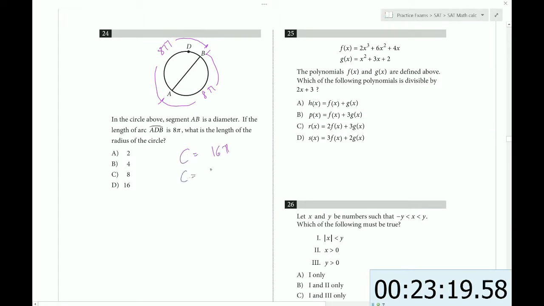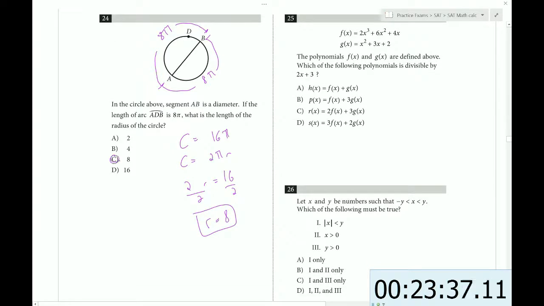And we also know the circumference is 2 pi radius, so we could set the right sides equal, and then we could divide by pi. That gets rid of the pi here, and it gets rid of the pi there. Then we could divide by 2, and we get r is equal to 8. So we know the radius would have to be 8, choice C.